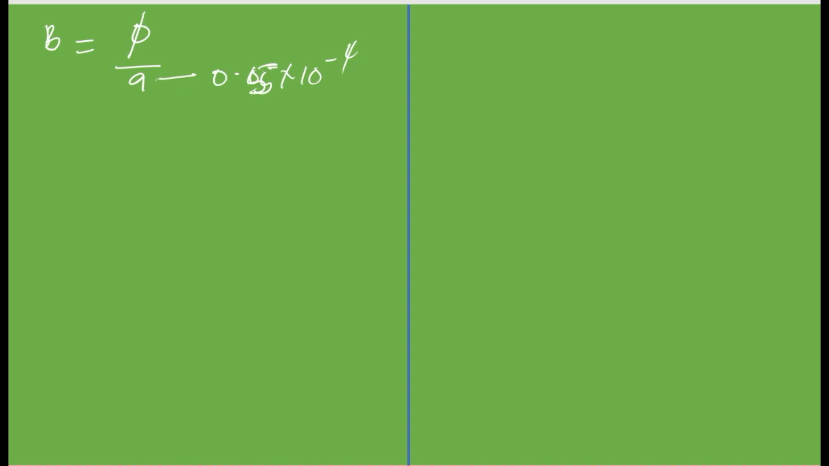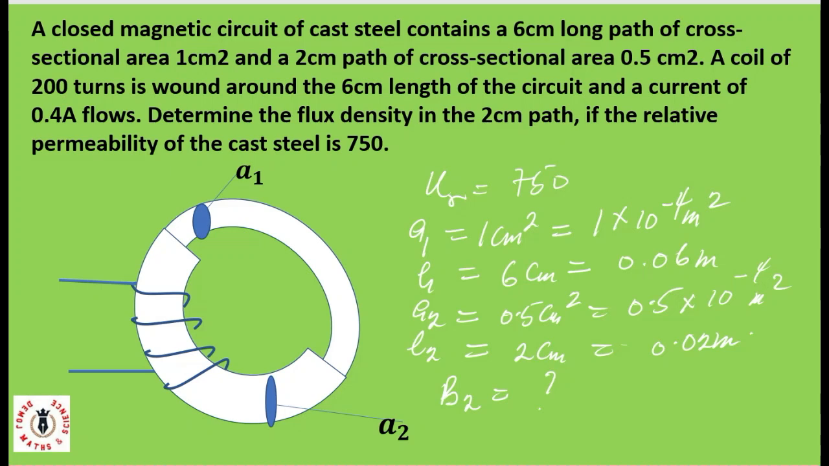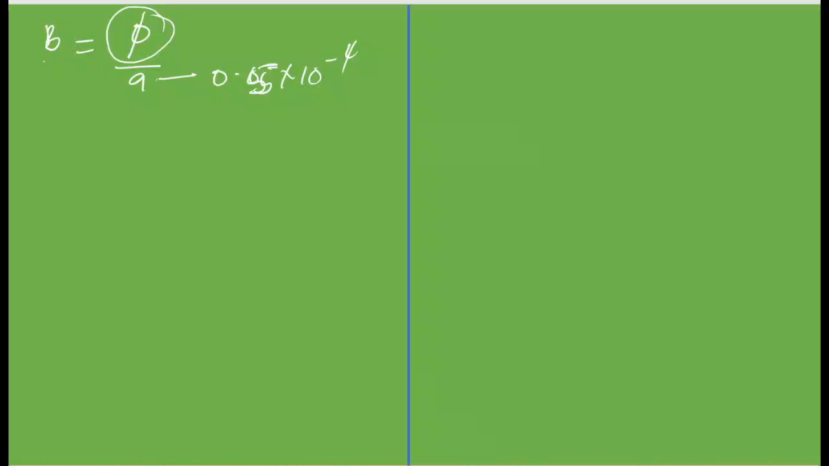Now, so what we're going to do is we're going to look for the magnetic flux first. With the magnetic flux, we should be able to find the magnetic field density. Now, to find the magnetic flux, we have two unique properties from this circuit. If you look at the question again, we have the current I, which is given as 0.4 amps, and also we have the number of turns, N, which is given as 200. Now with this, we should be able to find the flux.